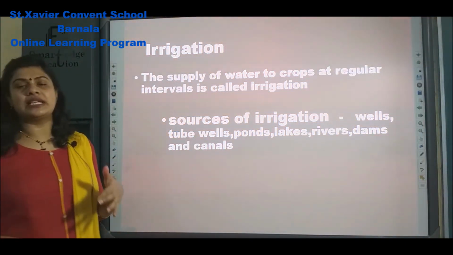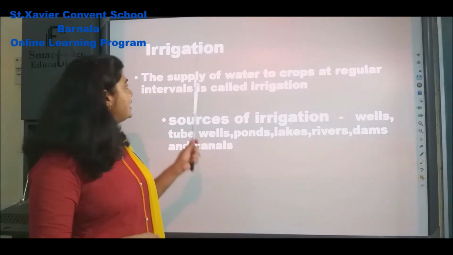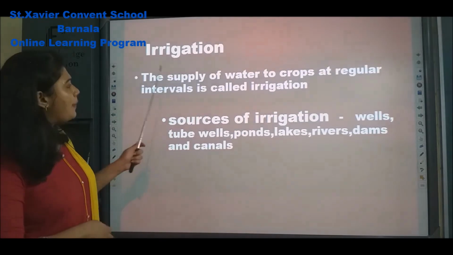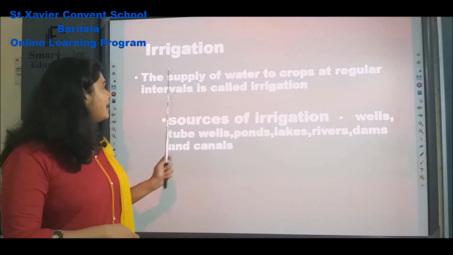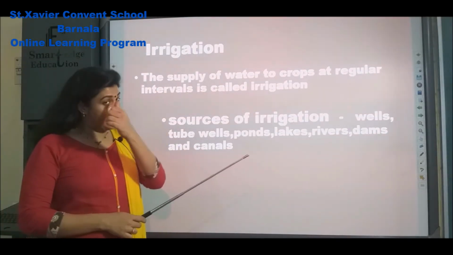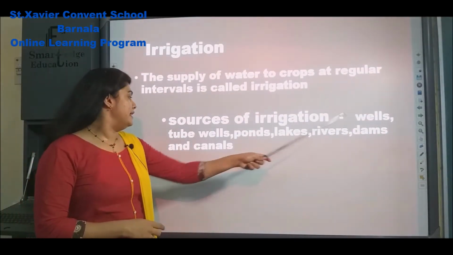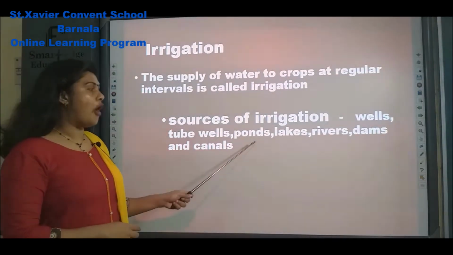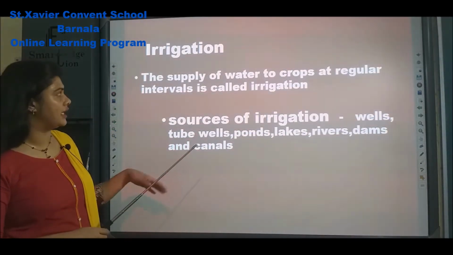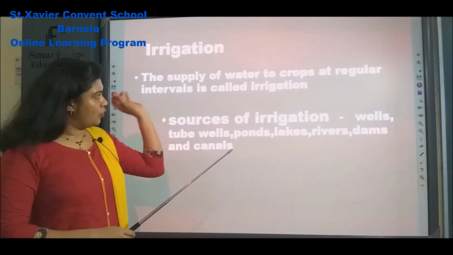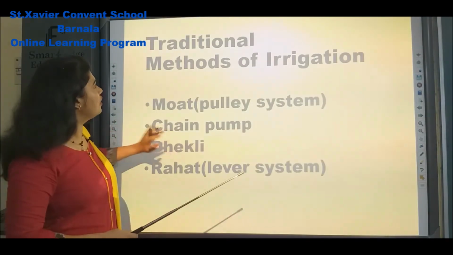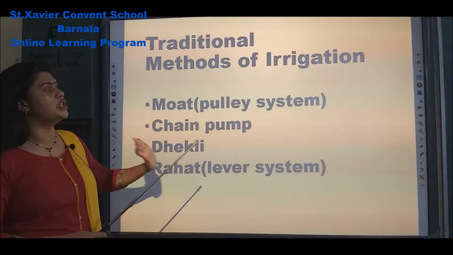Next we are going to discuss another agricultural practice, irrigation. What do we mean by irrigation? The supply of water to the crops at regular intervals is called irrigation. The sources of irrigation are, for example, wells, tube wells, ponds, lakes, rivers, dams and canals. When we give this water to the crops at regular intervals, we call it irrigation. Next we are going to discuss the traditional methods of irrigation.